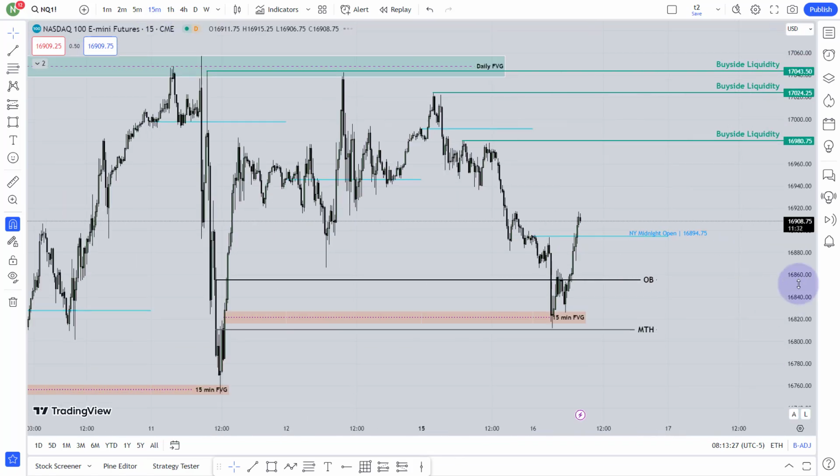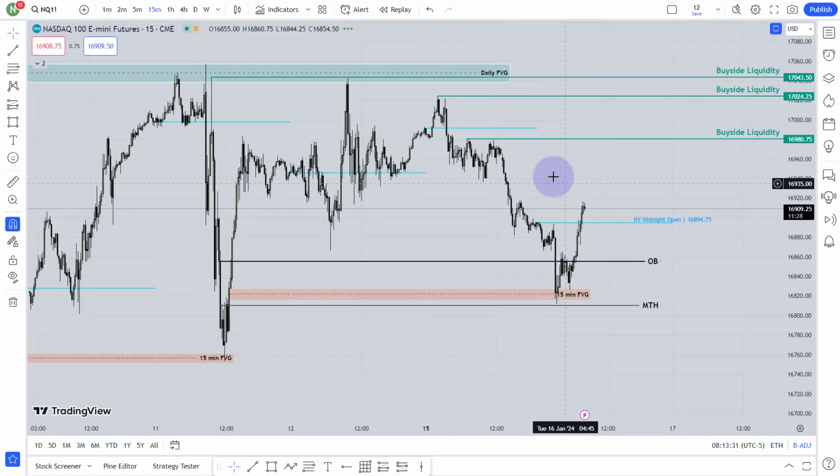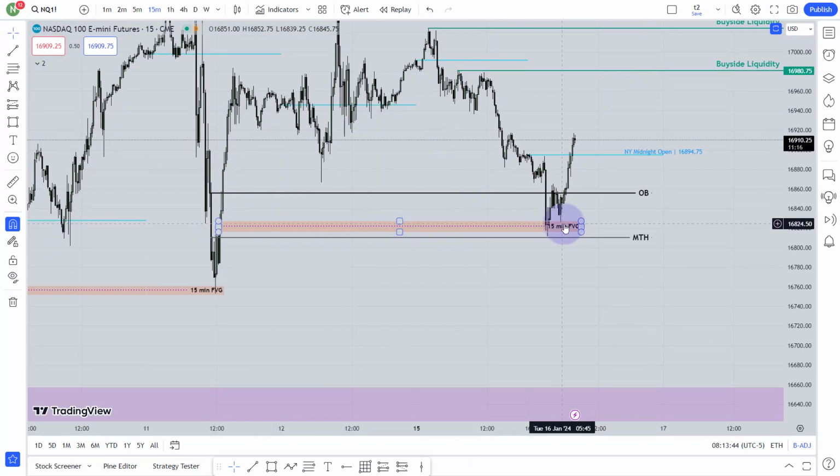So this is my 15-minute chart, and you can see, yes, over here, this high and that high, they're relatively equal highs. I have very clean buy side liquidity over here, over here, and over here. And price came to this last 15-minute fair value gap.